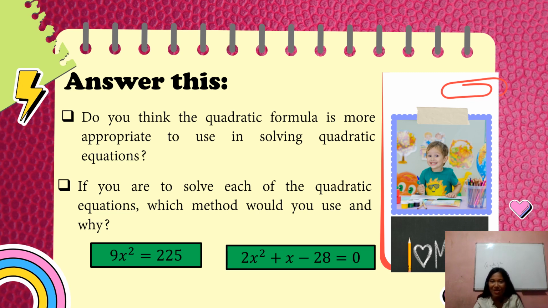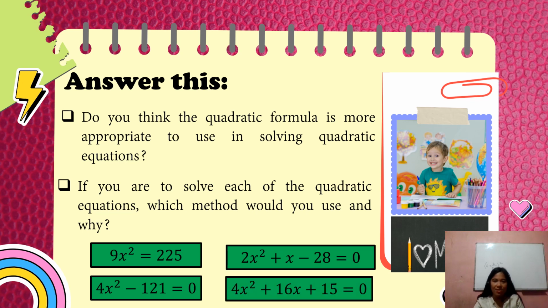Medyo magulo, no? So, you can use quadratic formula or completing the square. It's up to you. But, kung you know how to factor this out, then you choose factoring. Okay, what about this? This is the same thing with the first one. b is equal to 0. So, the most appropriate method is extracting square root.